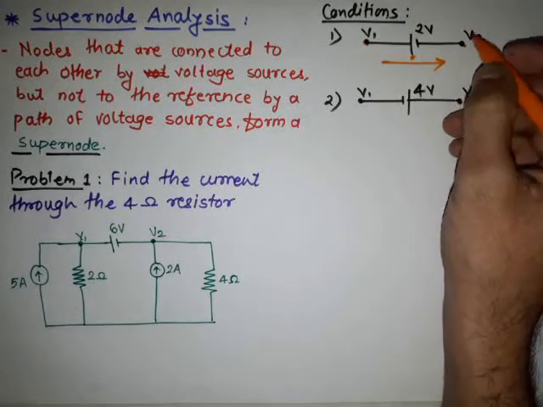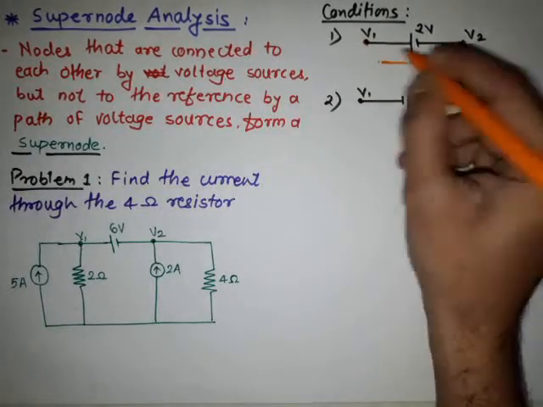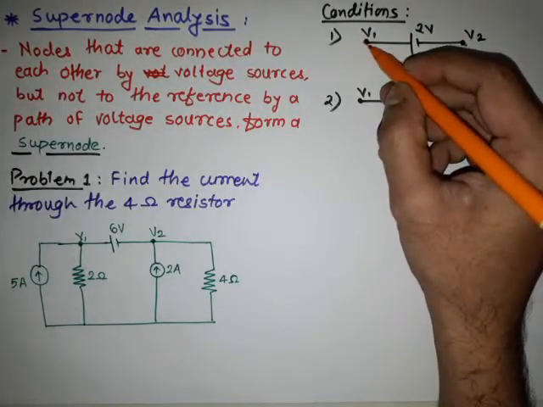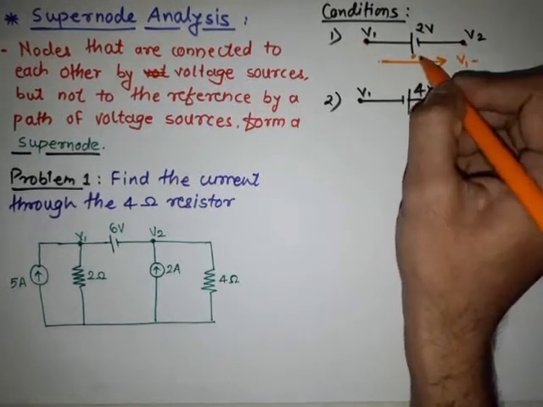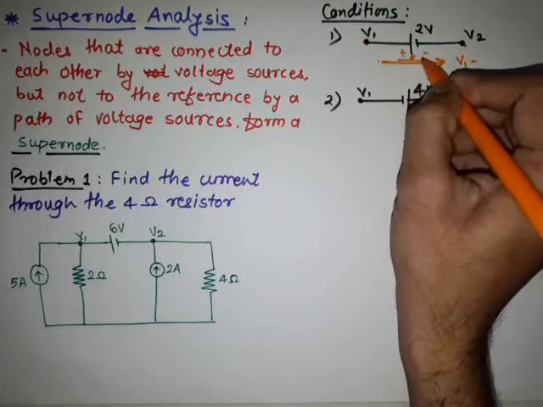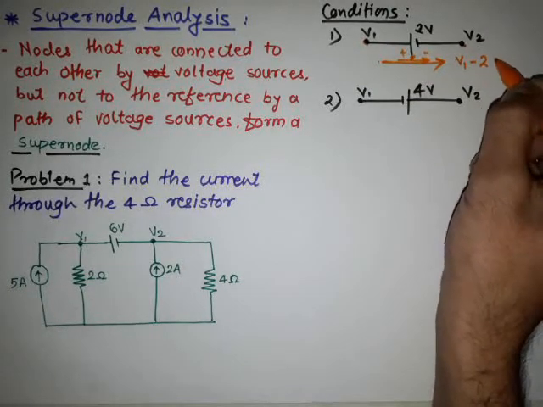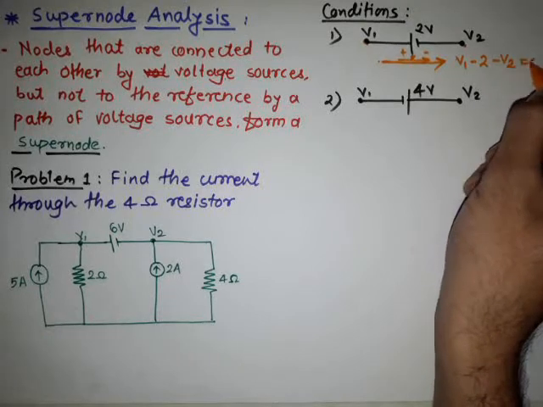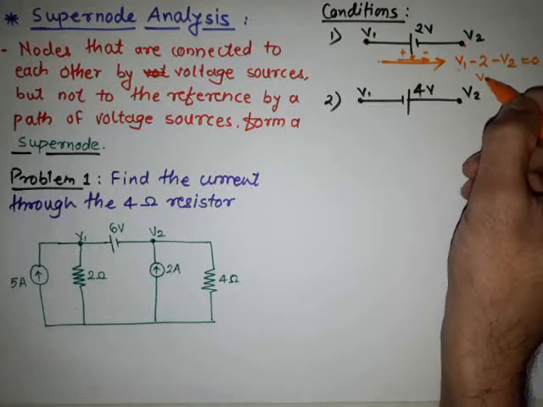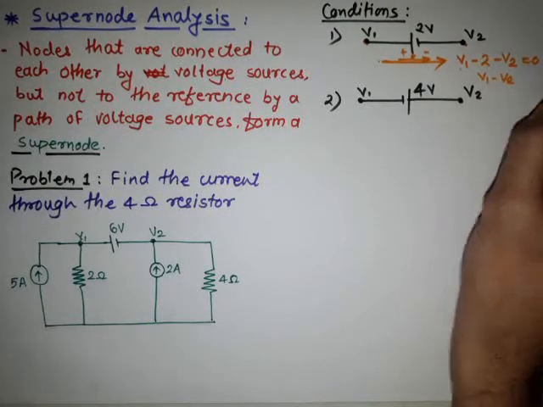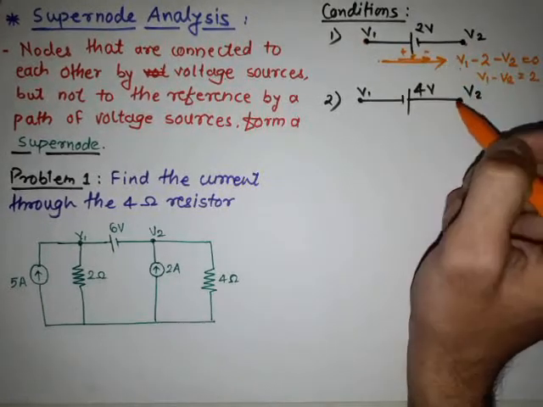So simply, suppose I am going from this terminal to this terminal, so the starting voltage is V1 minus, see here the current is flowing from plus to minus terminal, so it is a negative or falling voltage, so minus 2 minus V2 which is equal to 0, because it is initial minus final. So simply V1 minus V2 is equal to 2. This is the equation for this supernode.